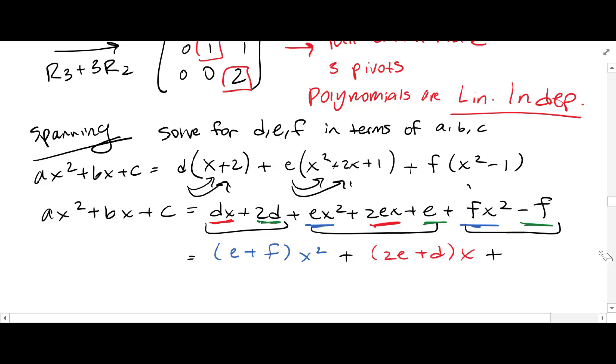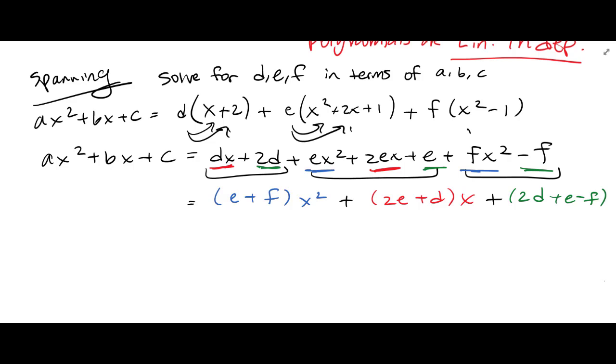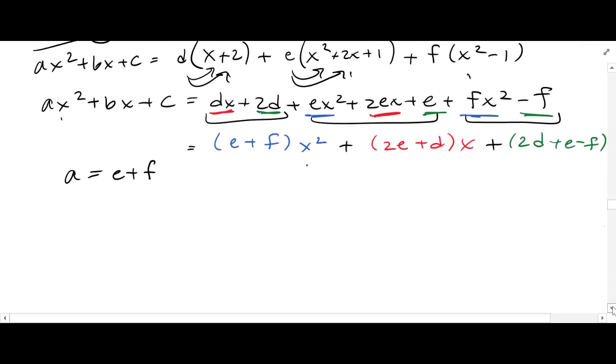Two d plus e minus f. So if we compare the coefficients on both sides, the coefficients of the x squared terms need to be equal to each other. So a needs to be e plus f. b needs to be 2e plus d. And c needs to be 2d plus e minus f.